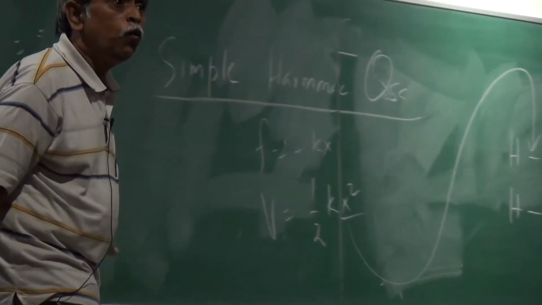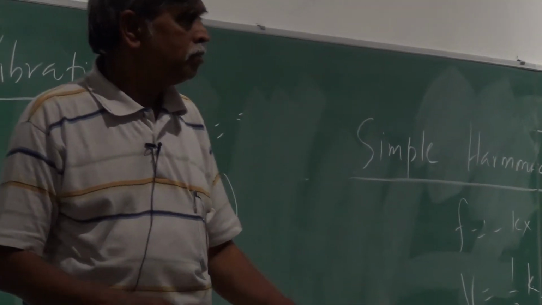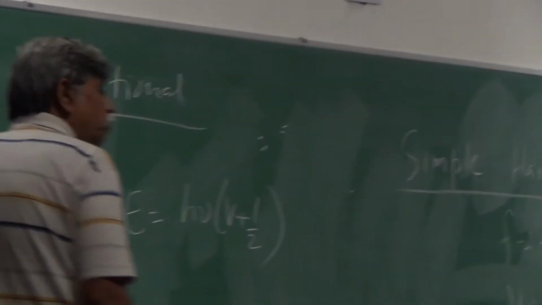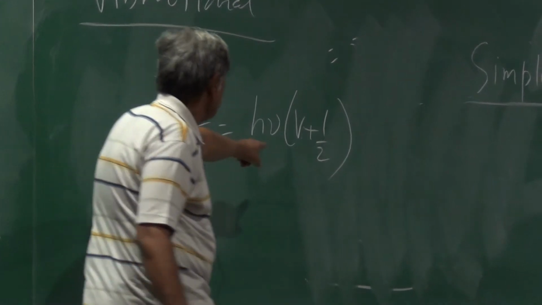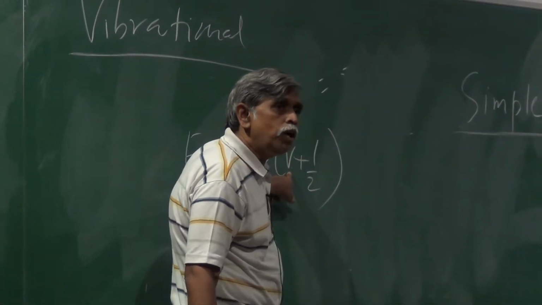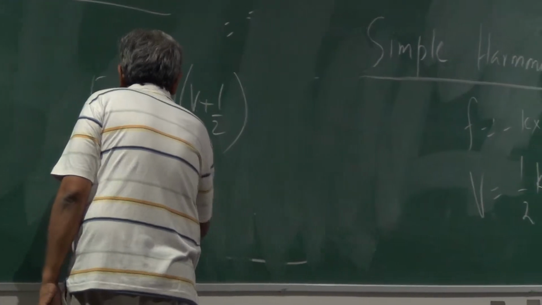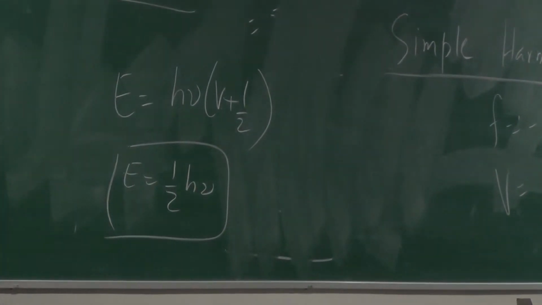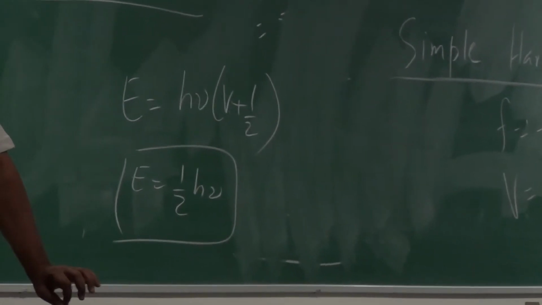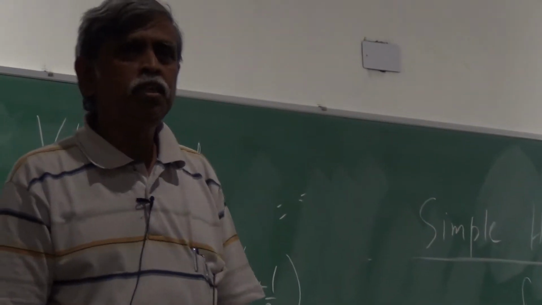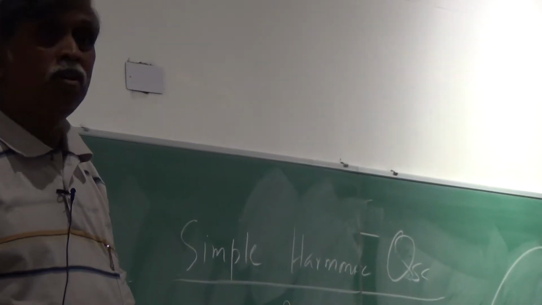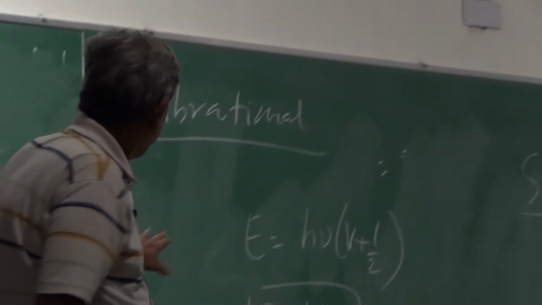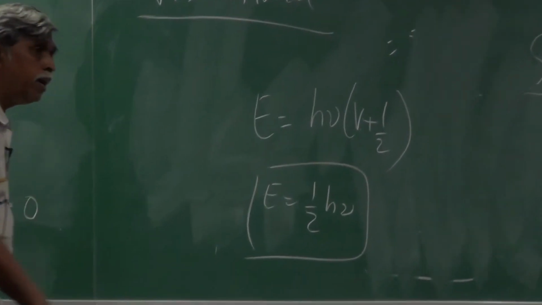When I put J equal to 0 for the rigid rotor, perfectly fine. Here, when I put V equal to 0, what's the energy going to be equal to? Even at the lowest level, the molecule still has some energy. And as long as it has that energy, the Heisenberg uncertainty principle is not violated. I am perfectly okay with it. Therefore, V equal to 0 is allowed for the oscillator problem.